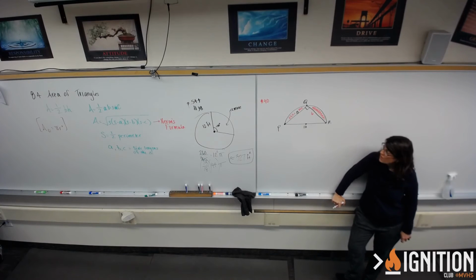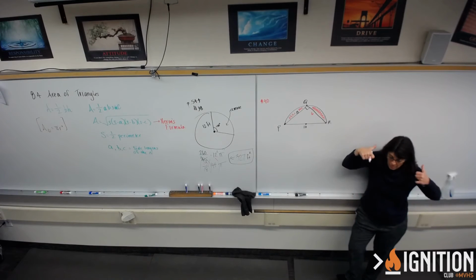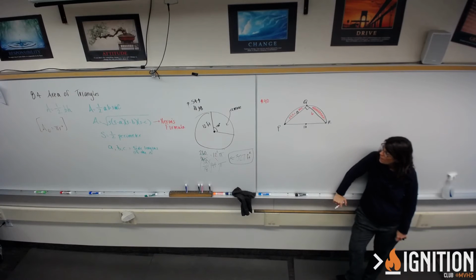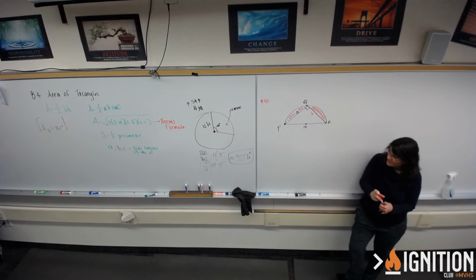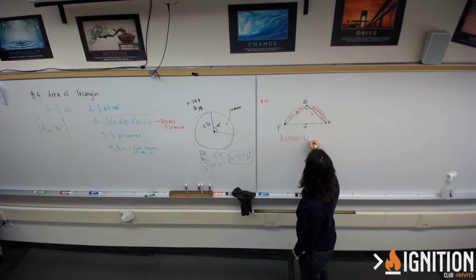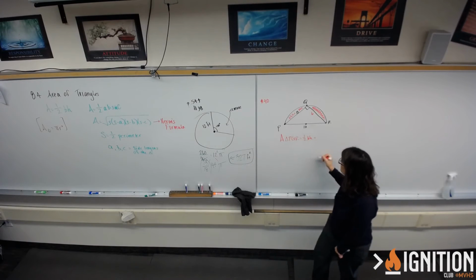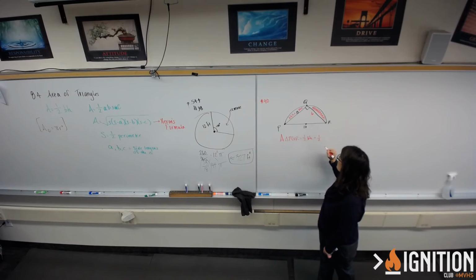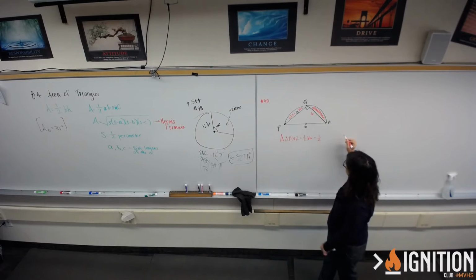He says use Heron's formula. That'll tell me the area of the triangle, which has to come out. Why don't you just use half base times height? It's a right triangle. Oh, yeah, one half base times height. That works too. Okay, so the area of triangle PQR is one half base times height, which is one half times 6 times 8.